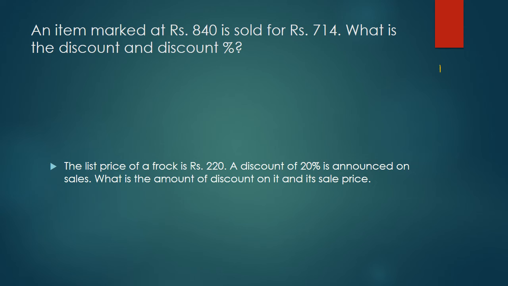Now the concept is about mark price. Whatever the listing is on the object, placed by the shopkeeper, that is the mark price. After giving a discount to the customer, that becomes the selling price of that item. Okay. So an item marked as 840 rupees, that means this is the mark price. Sold for rupees 714, that means the selling price is 714. We have to find out the discount.